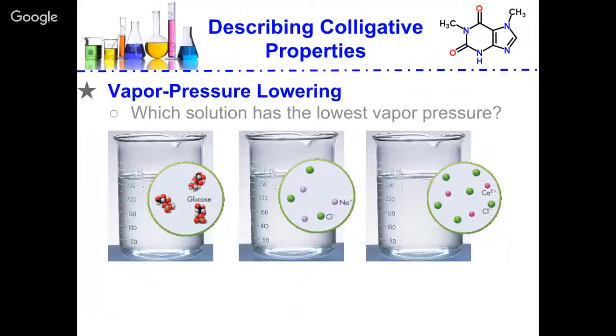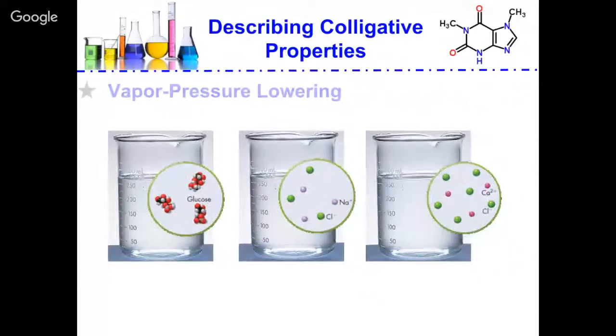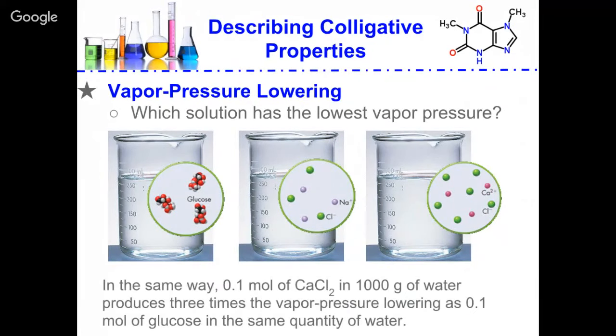So the question is, which solution has the lowest vapor pressure? The vapor pressure lowering caused by 0.1 mole of NaCl in 1,000 grams of water is twice that of 0.1 mole of glucose in the same quantity of water, because you have twice as many moles of particles. One mole of calcium chloride would have 3 times the vapor pressure lowering of 1 mole of glucose, because you have 3 times the amount of particles.